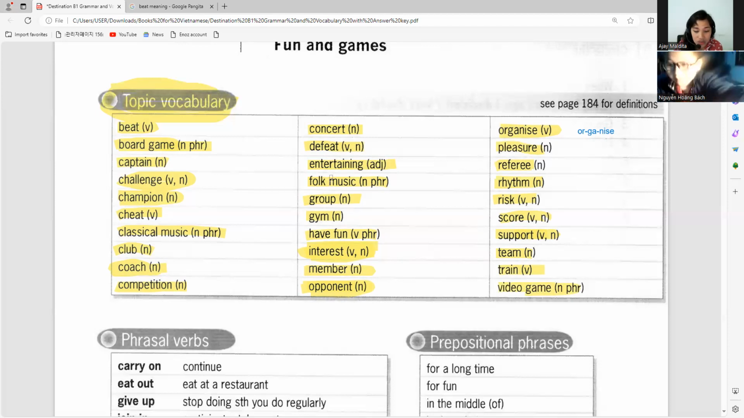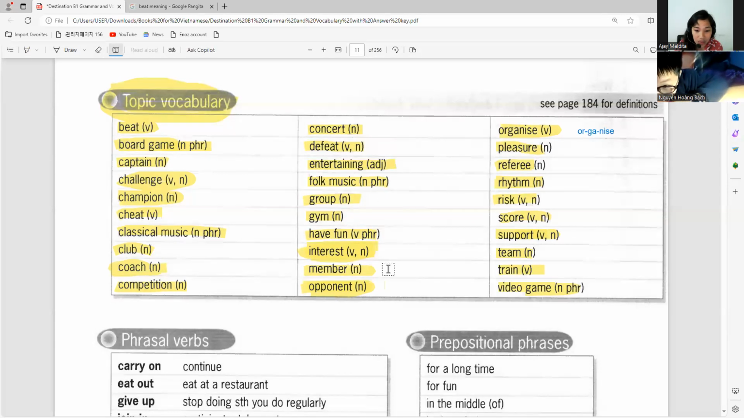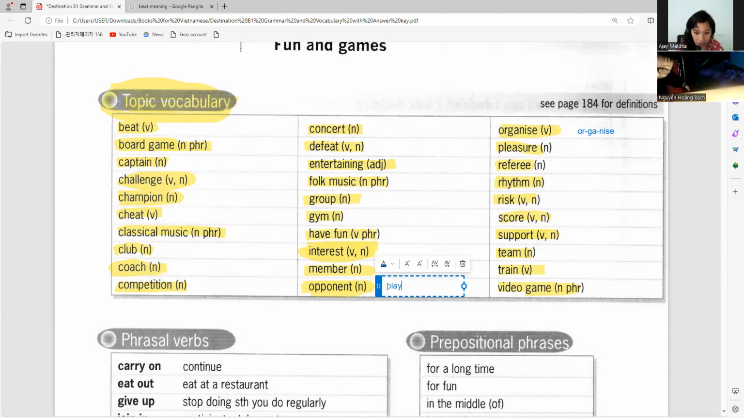Okay, do you have any questions about our words? Teacher, what is opponent? When I say opponent, for example, you want to play, what kind of game do you want to play? So opponent, for example, is your playmate. Oh, wow. It's very nice.